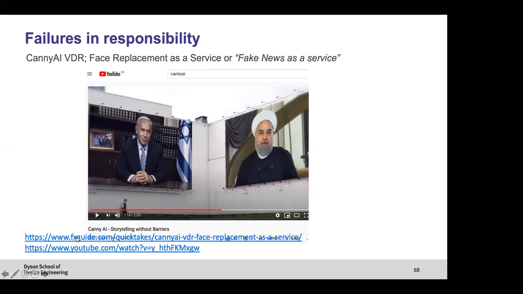They have some positive applications, but most of the applications will have a very, very serious negative social impact. So I personally think this is an example of failed responsibility.